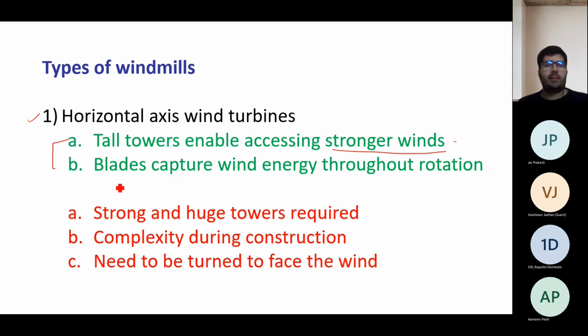The blades capture wind energy throughout rotation. So they are rotating and capturing the wind energy. The requirement for this is strong and huge towers. The installation has complexity in construction, and the turbine needs to be turned to face the wind. If the wind direction is changing, the turbine should be turned so that the maximum amount of wind can be captured.